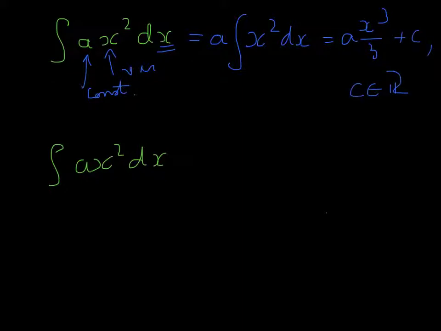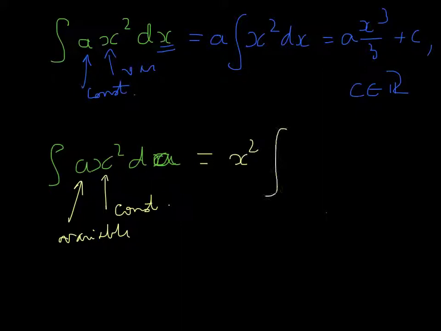Whereas if we integrate the same integral with respect to a, then x is a constant, therefore x squared is a constant, and a is a variable. So this is the same as x squared, which is a constant here, times the integral of a da, which is going to be x squared times a squared over 2 plus c.